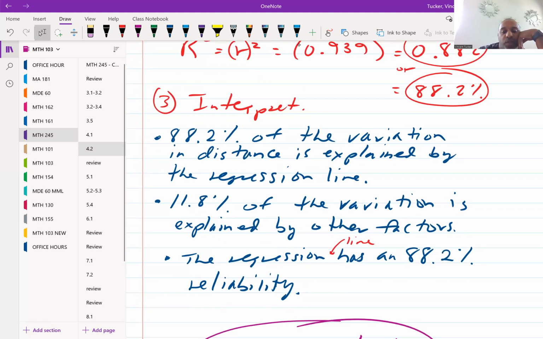Questions on anything? Has everybody done copying?